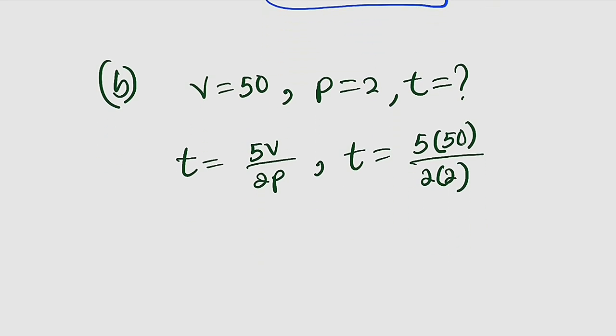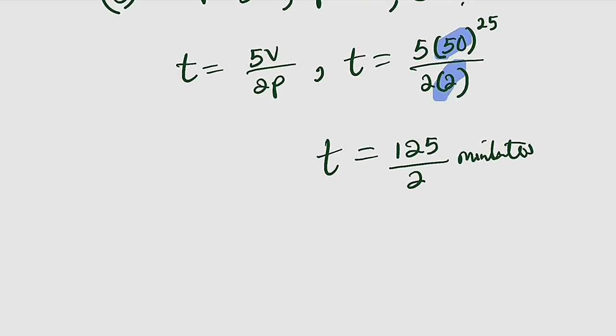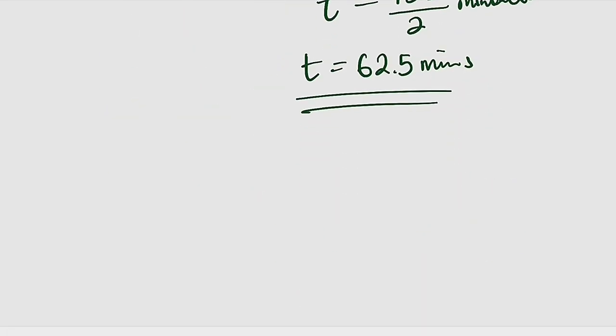All right, let me reduce it because I know that 2 can divide itself 1 time, and 2 can divide 50 exactly 25 times. So we have 5 times 25, which is 125 divided by 2. So this is the time taken, which is 125 divided by 2 minutes. And you can write it in decimal as 62.5 minutes. So here is the B part. Then the C part.